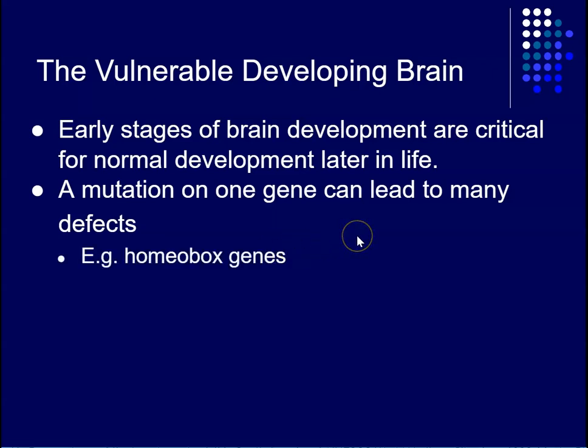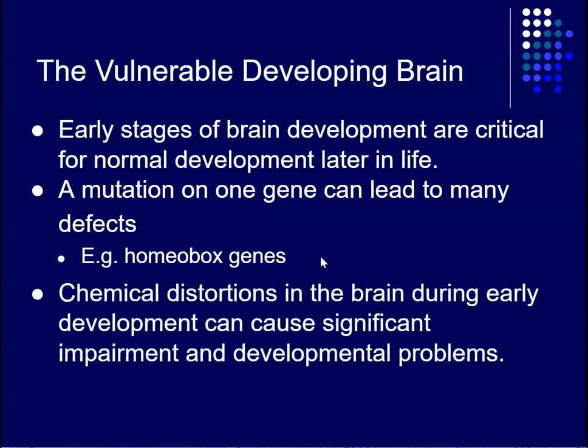Homeobox genes are one example of this. These are a class of genes. There are many homeobox genes that help guide the formation of the basic body plan. Mutations in these genes, for example, can cause fruit flies to have legs where their antennae would be. They can cause severe malformations in humans as well. And chemical distortions in the brain, not genetic changes, but alterations in the chemical environment, can cause significant impairment and developmental problems as well.